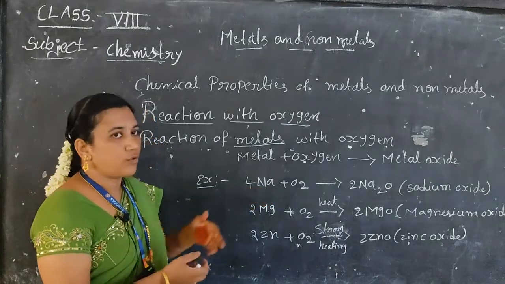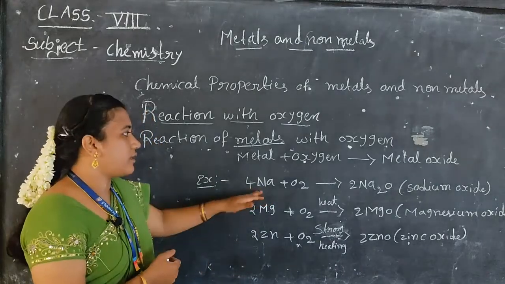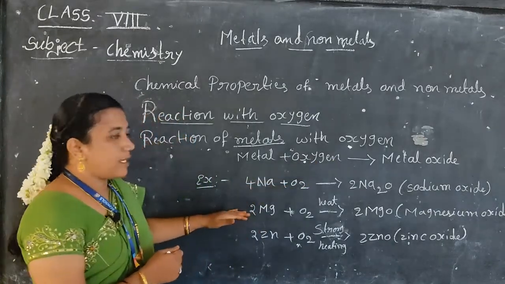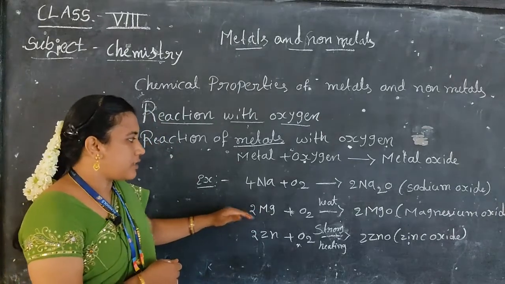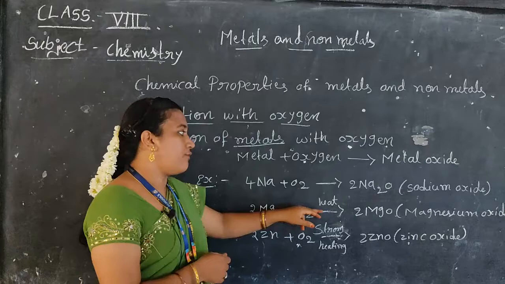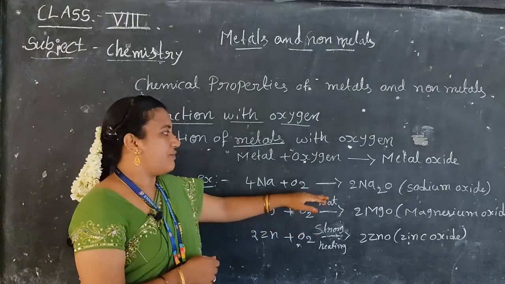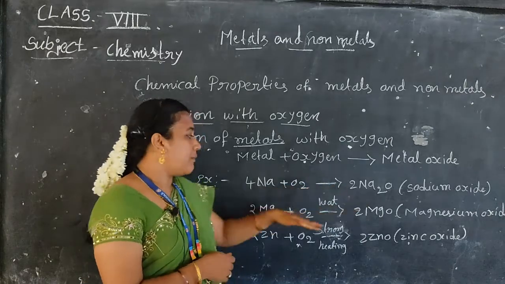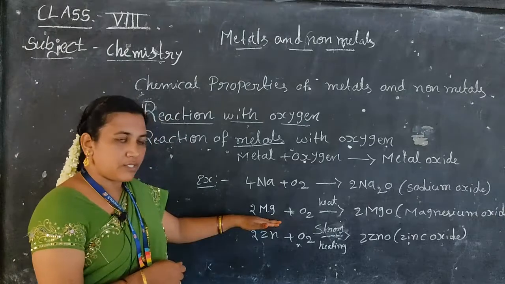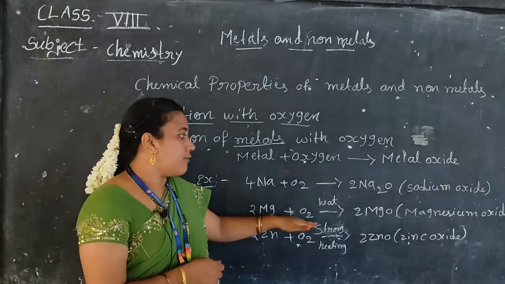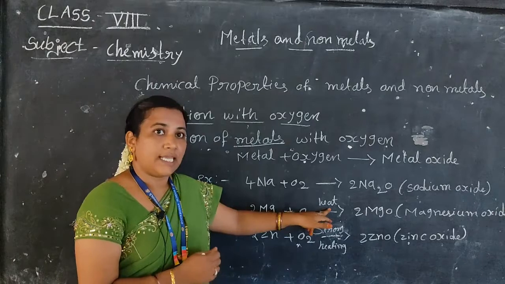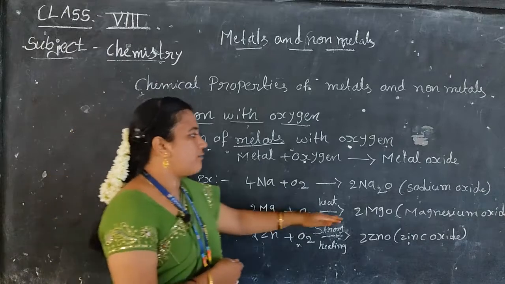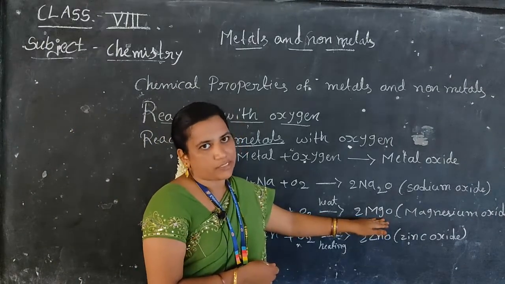Because of that, there is no need for any external temperature for sodium to react with oxygen to give the product. Next, coming to magnesium. Magnesium will react with oxygen when we heat it. Without heat, sodium catches fire easily and gives sodium oxide. But when magnesium reacts with oxygen, we need to give heat energy. We need to give an external flame so that it forms the product magnesium oxide.